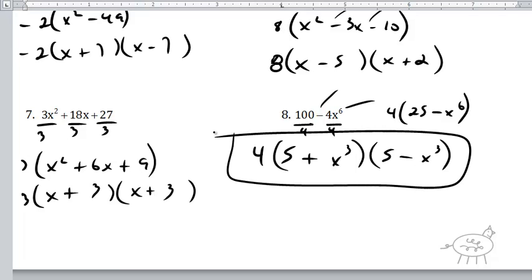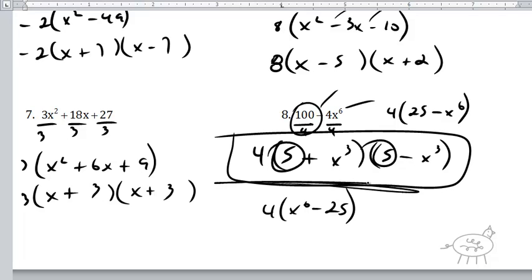Now kids sometimes do this. They switch this around, and 4, and then you get x to the 6th minus 25. That's actually not right. Okay? You need to do it as 25 minus x to the 6th. That's important. Don't switch around. The number goes first, so put the number first. Okay? So this is your answer.